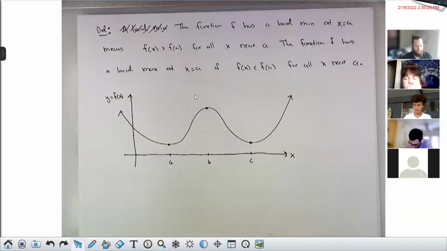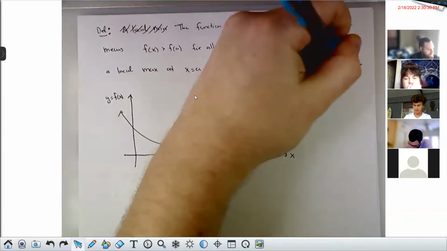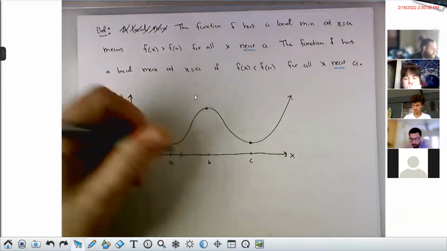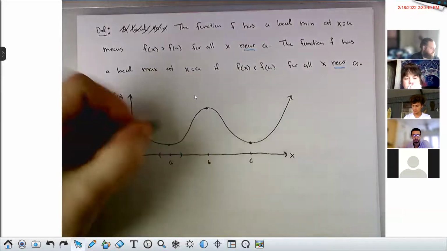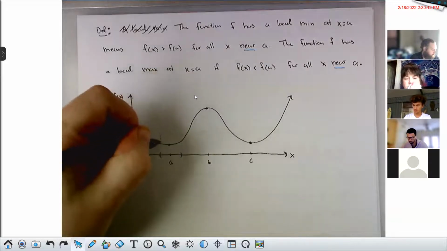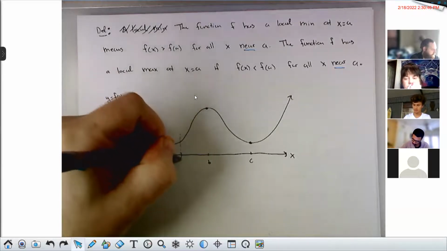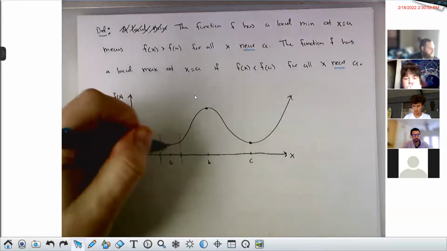So kind of what we mean by near here is that it's possible to put a little open interval around a such that if you focus your attention just to that window, everywhere in that window, the y value on the graph is bigger than it is there.